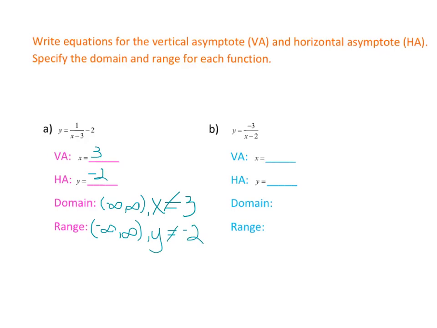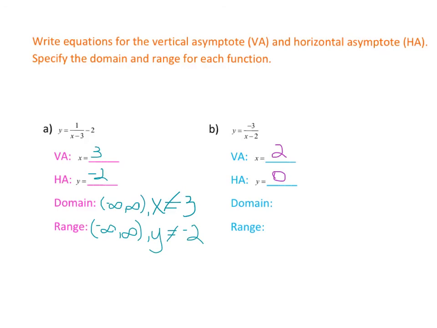So for our vertical asymptote, what is our h value? Well, our h value is positive 2. So our equation would be x equals 2. Now let's look for our horizontal asymptote. What is our k value? Well, I don't see a k value. I don't see plus or minus a number after the fraction, which means our k value is 0, which means our horizontal asymptote is y equals 0.